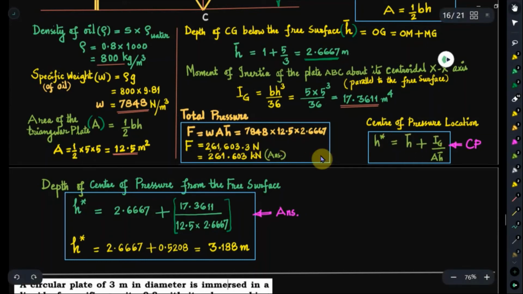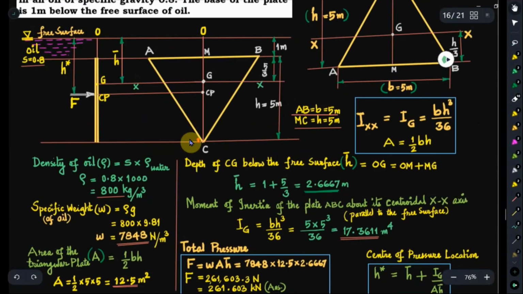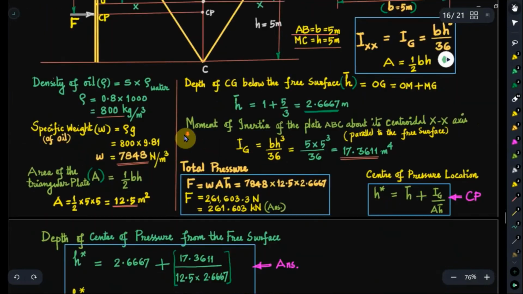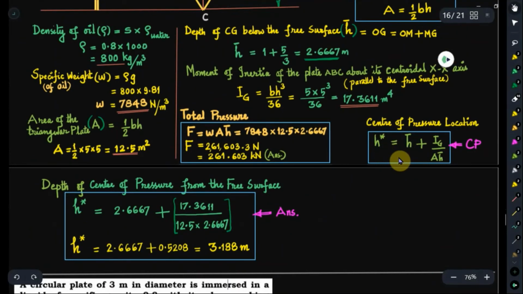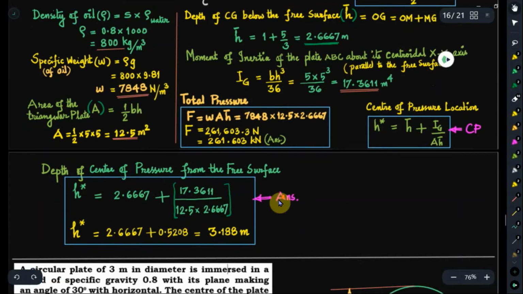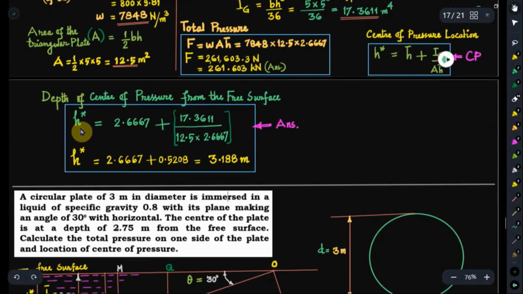Now what about the location of the center of pressure? Center of pressure means the point of application of the total pressure force on this vertically immersed lamina. So the depth is designated by H star. So we will find out that next. We know that H star is equal to H bar plus Ig by A H bar. We have derived this expression for vertically immersed surfaces earlier. So the location of the center of pressure, H star is equal to H bar plus Ig by A H bar.